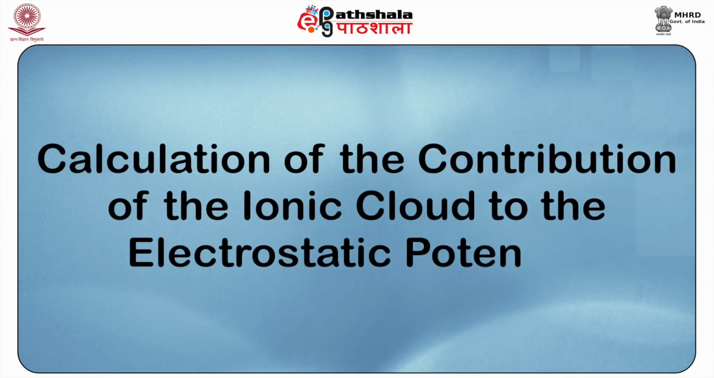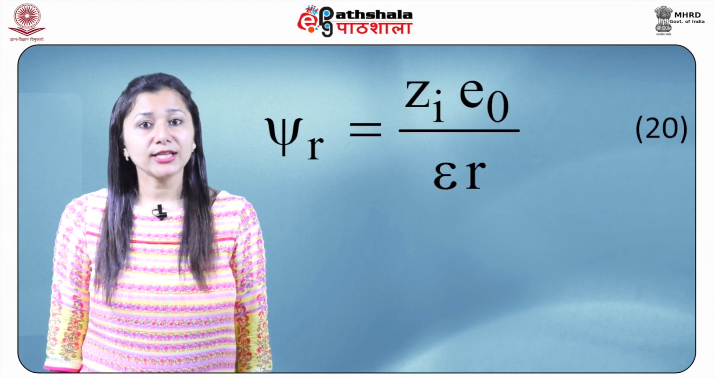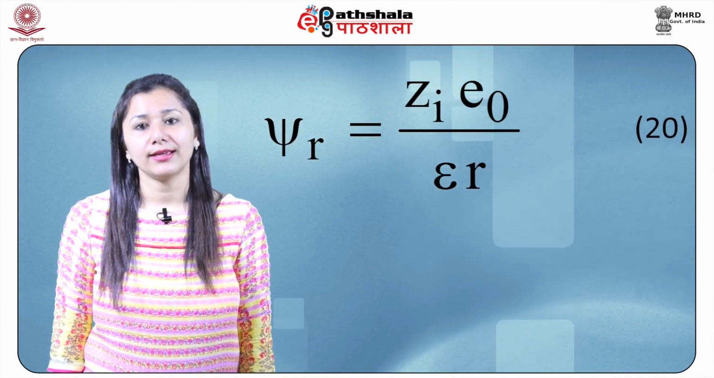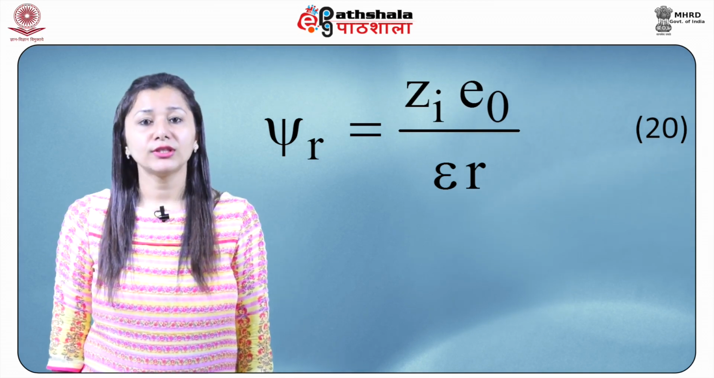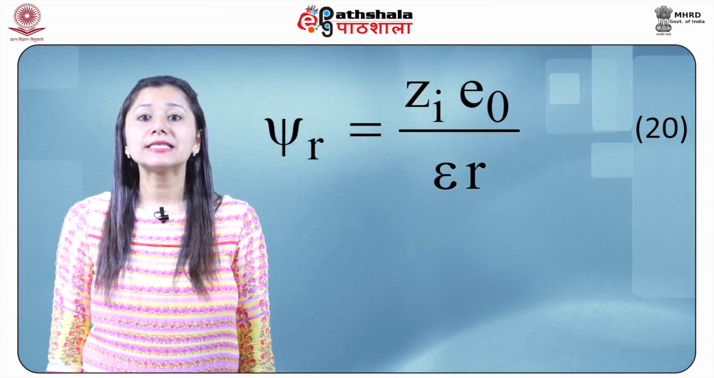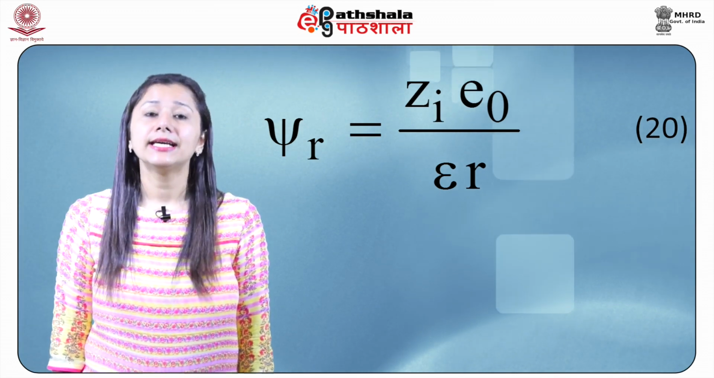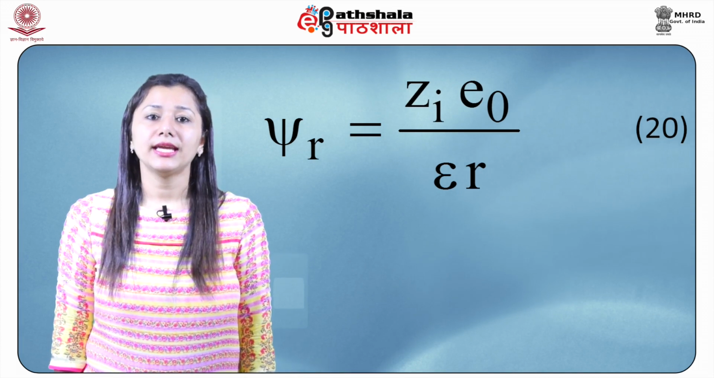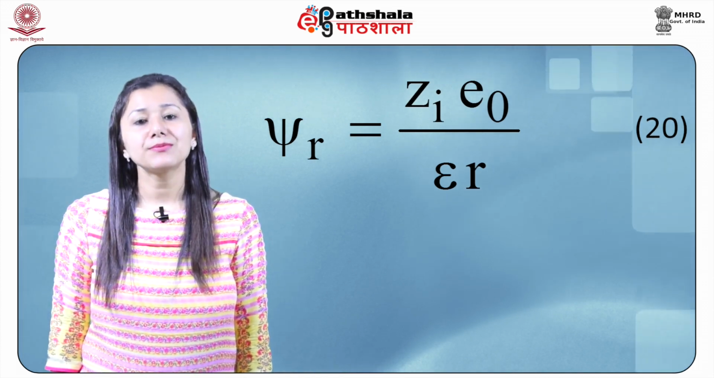Now, we shall see the calculation of the contribution of the ionic cloud to the electrostatic potential psi(r). The effect of the ionic cloud can be understood by considering a thought experiment in which the charge on the ion cloud does not exist. Therefore, there is only one charge now, that on the central ion. The potential at a distance r from the central ion can be given by the similar formula for the potential at a distance r from a single charge. Mathematically, this can be expressed as psi(r) equals Zi e0 by epsilon r.